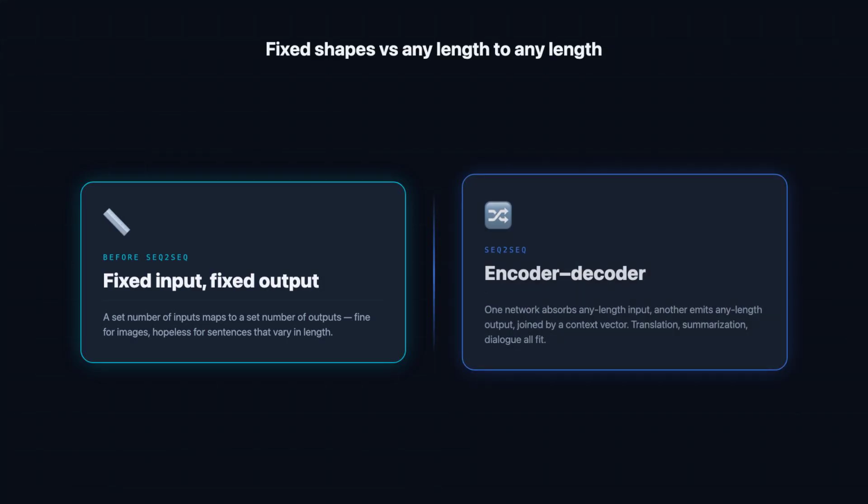Seq2Seq solved that with the encoder-decoder split. One network absorbs an input of any length, the other emits an output of any length, joined by that context vector in the middle. Suddenly, translation, summarization, and dialogue all fit the same mold, and that clean framing became the foundation for modern generation.